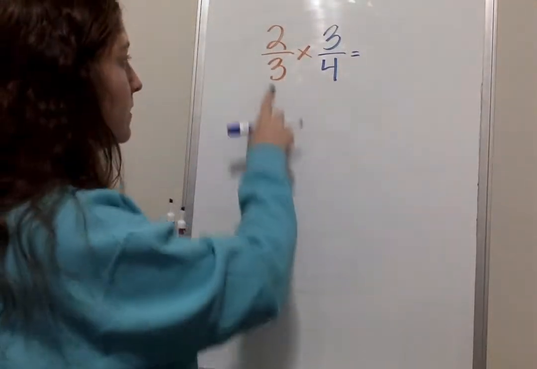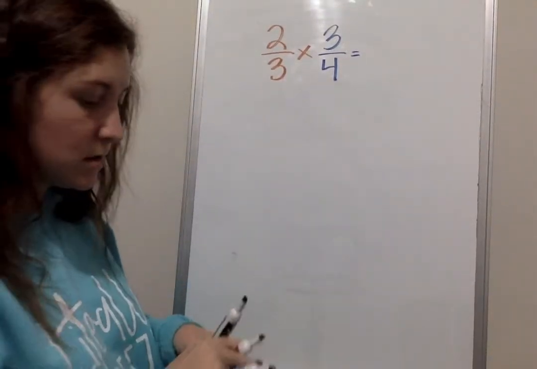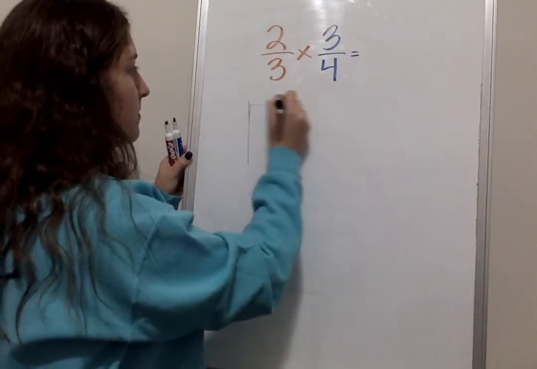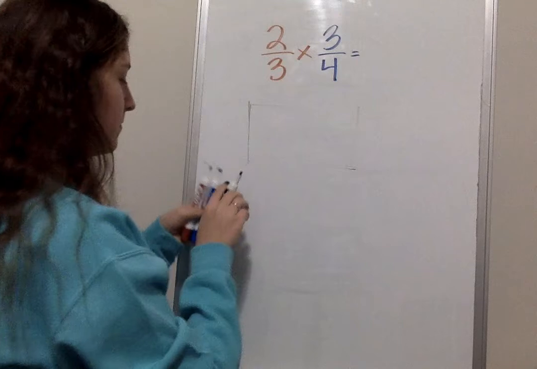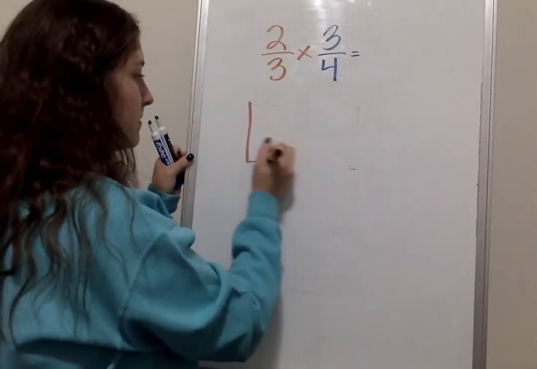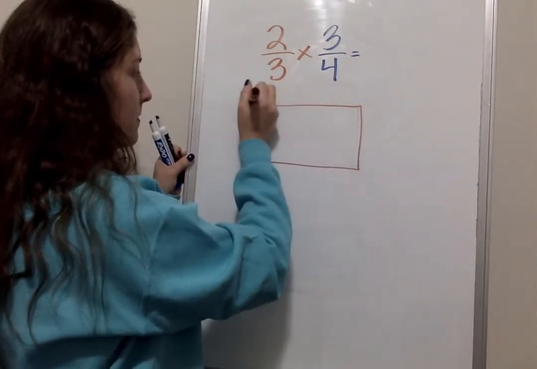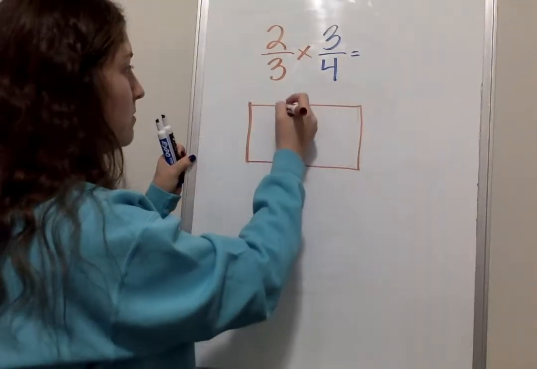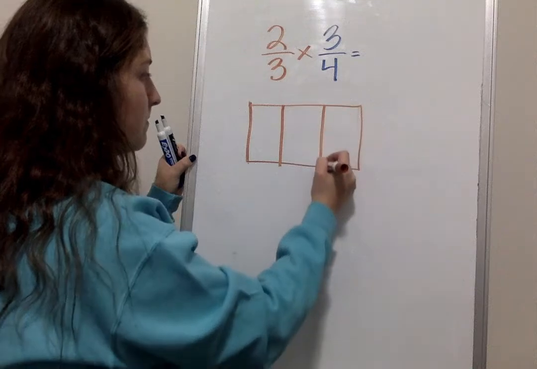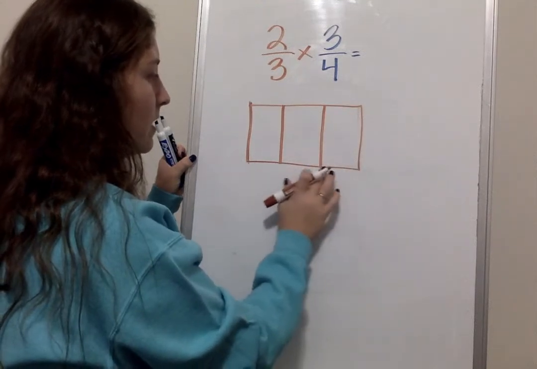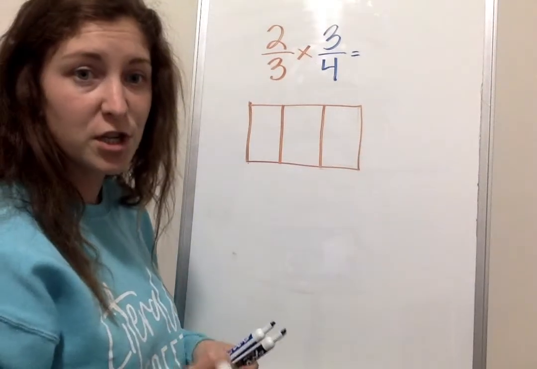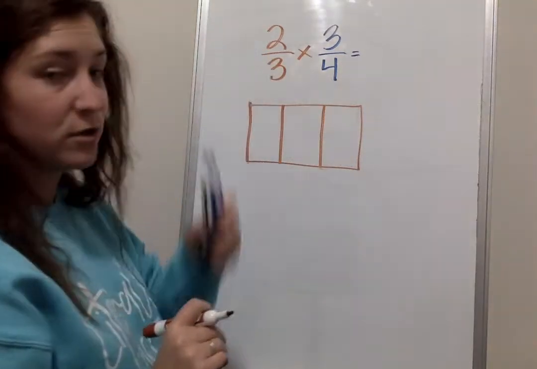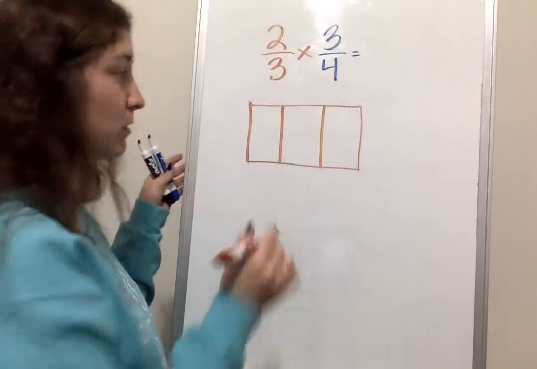The first thing I have to do is start with my 2/3. So I'm going to draw one model. And I need to break that model up into thirds to represent my 2/3. This time, instead of just shading one of the pieces, I need to shade in two pieces because I have 2/3.